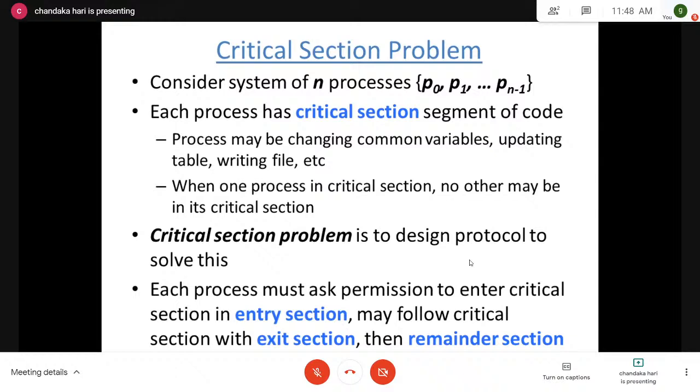And the last one is the reminder section. It can be executed at any moment of time. Why? Because while executing such instructions, it does not affect any other processes. That's why the reminder section can be executed at any moment of time. There is no problem. And that's it.